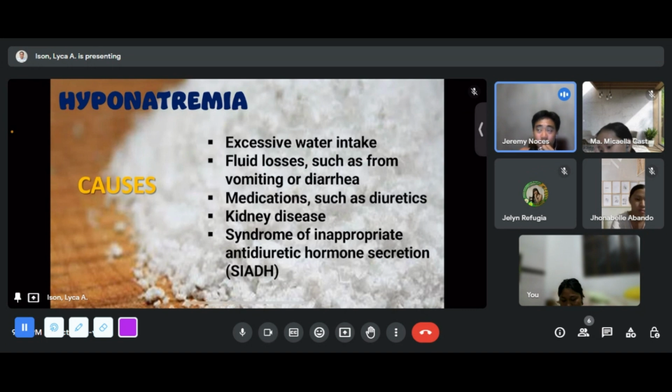So, yun, kaya nagkakaroon ng excessive amount of water. Then, kidney disease. So, as a result, the kidneys will have a hard time to get rid of extra fluid from the body. Then, lastly, the syndrome of inappropriate antidiuretic hormone secretion. So, dito naman, it happens when our body makes excess amounts of antidiuretic hormone that causes our body to retain too much water. Next slide.